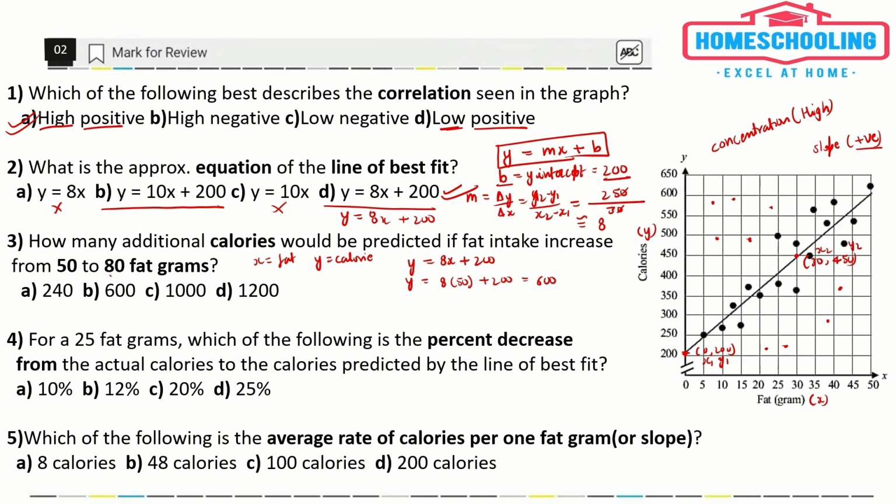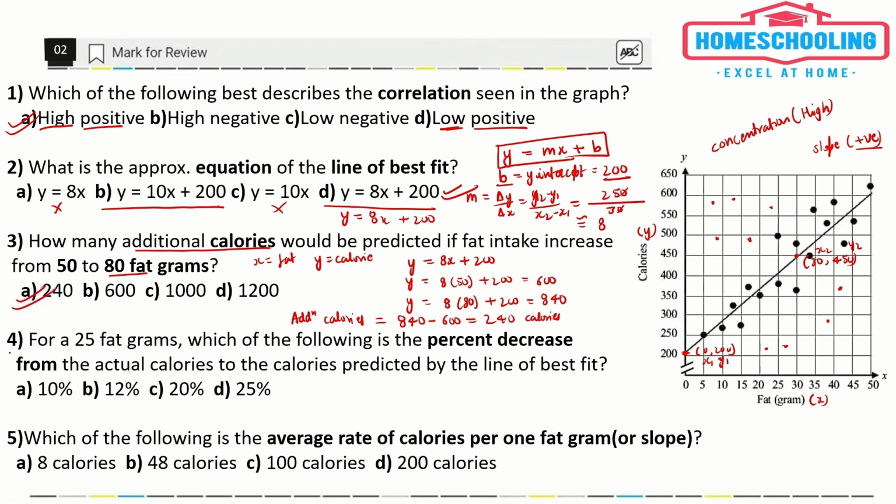Now for 80 grams of fat, how many calories would there be? So 8, and instead of x, we will put 80 here. So 8 into 80 is 640, plus 200, that is 840. So we have to find the additional calories. So additional calories would be the difference of these two. So 840 minus 600, that is going to be 240 calories. So 240 calories is your answer.